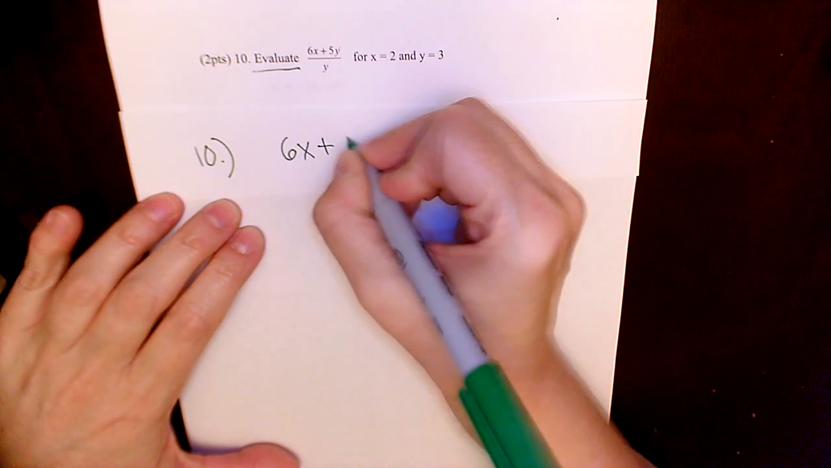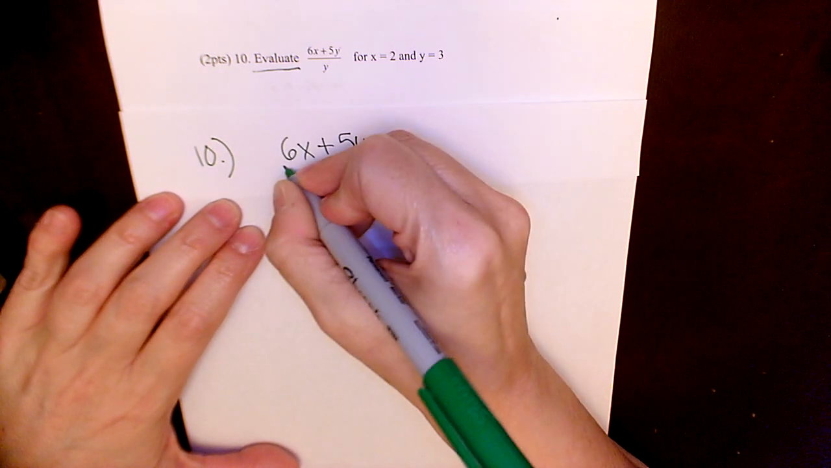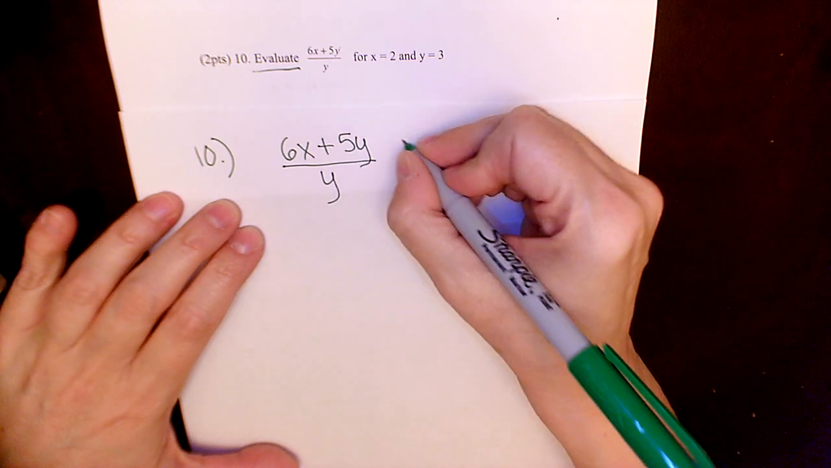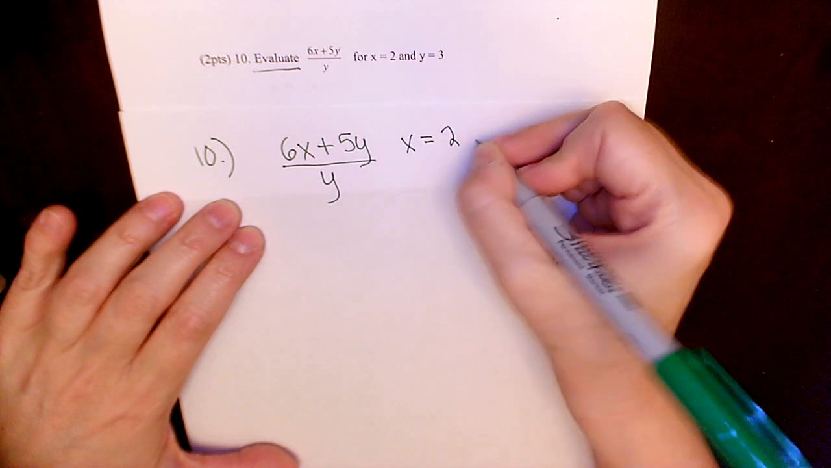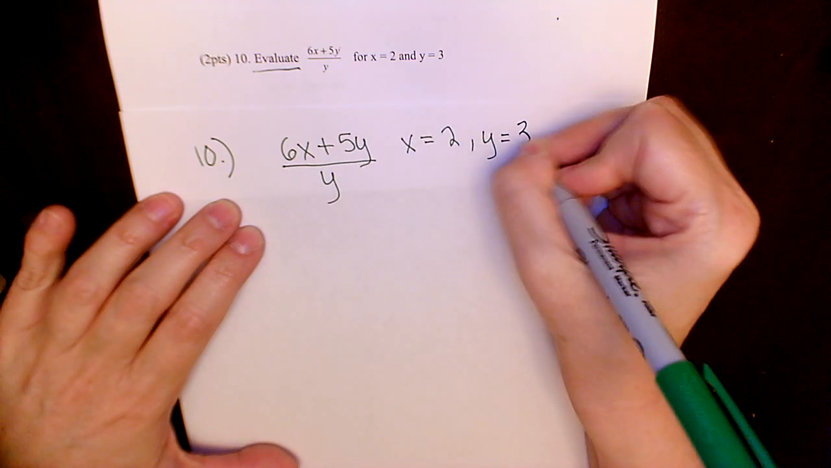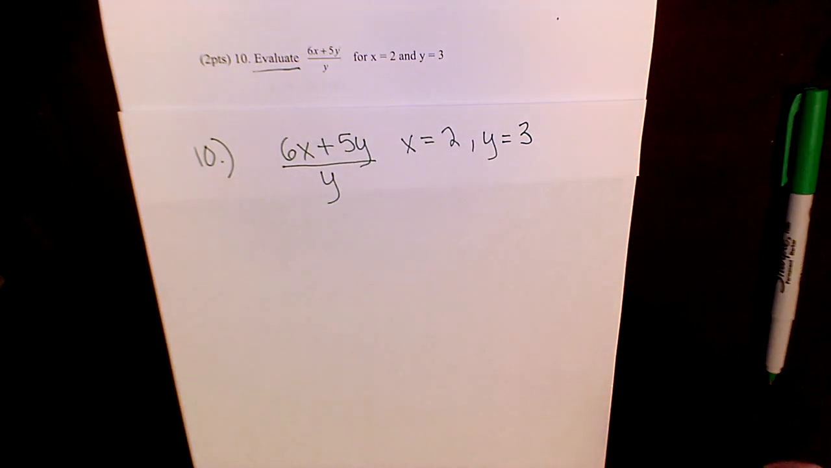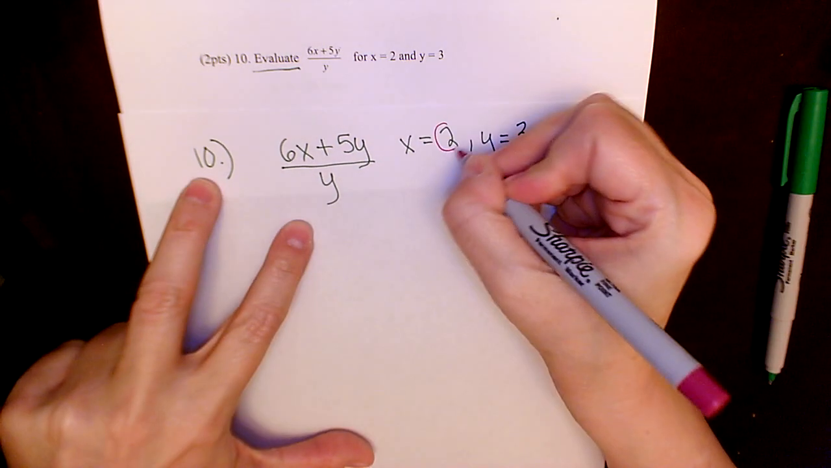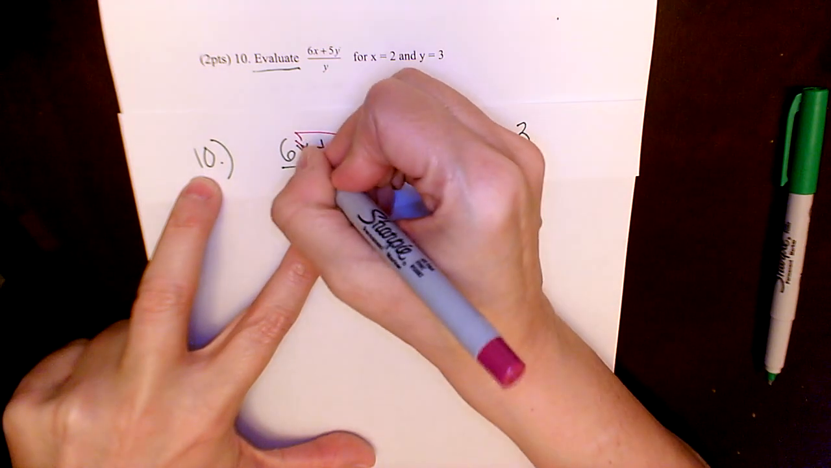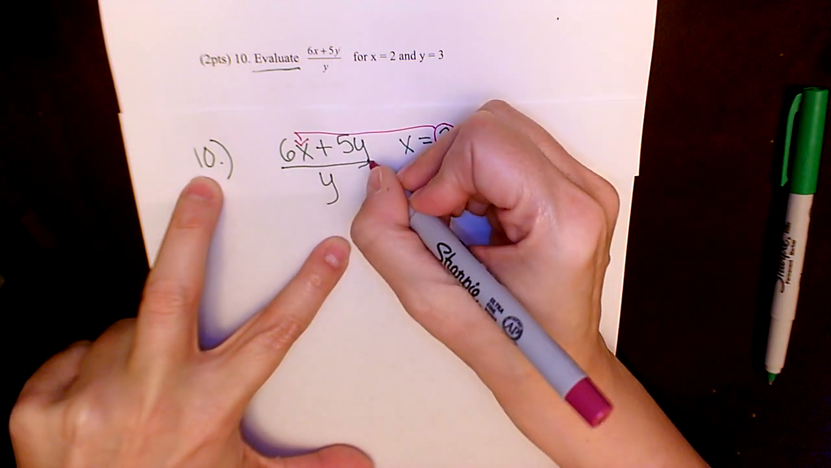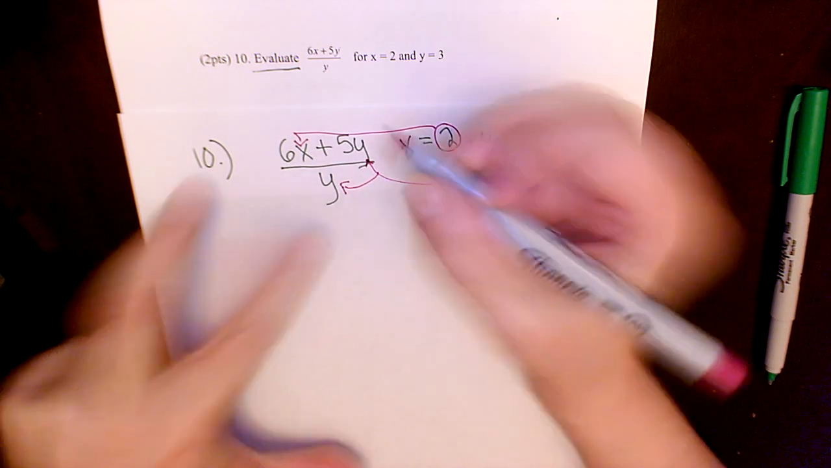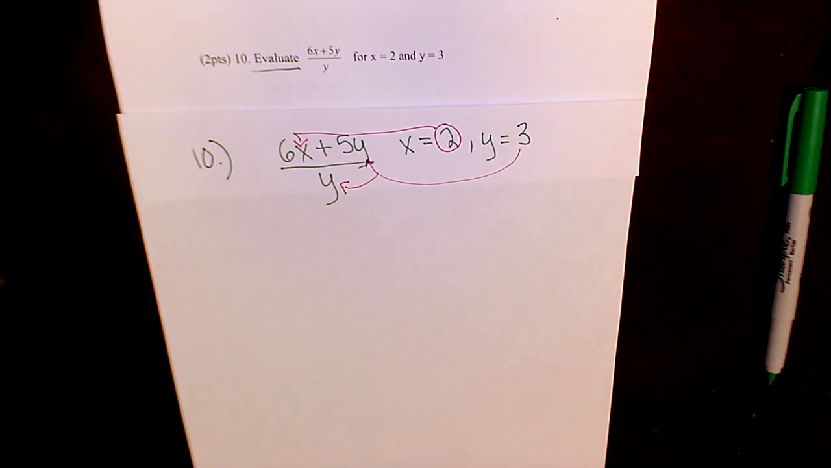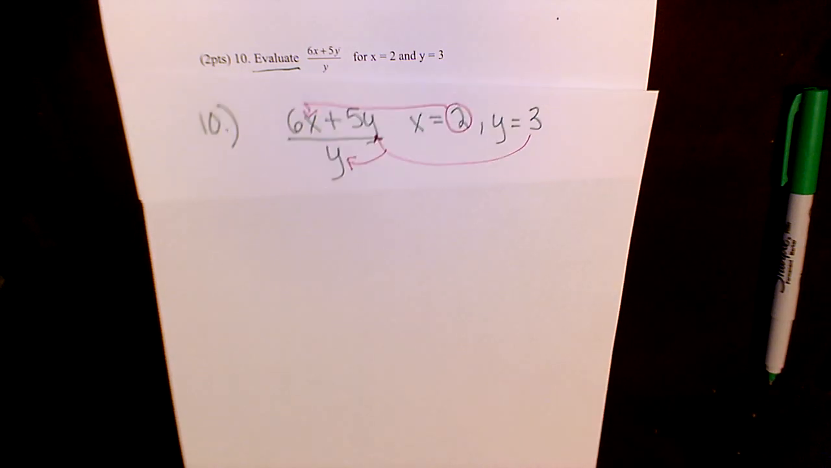So they're giving me, or I'm giving you, 6x plus 5y divided by y. X is 2 and y is 3. So what am I going to do with that 2 and that 3? Well, I'm going to take the 2 and plug it in here, and I'm going to take the 3 and plug it in next to the 5 and on the bottom.